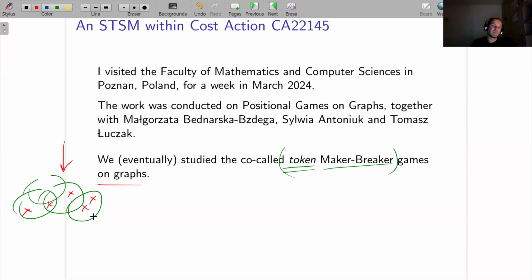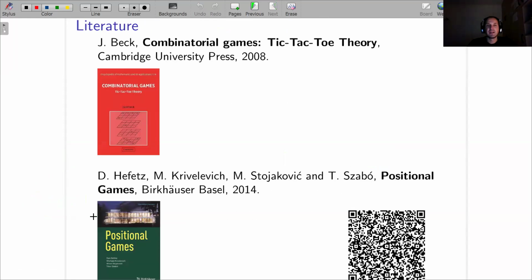And this token approach is a standard approach, as with many ordinary combinatorial games, where we have this limitation. Okay, and that's all I wanted to say.